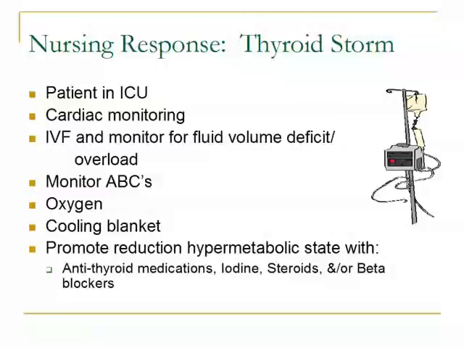Typically we'll give them anti-thyroid meds, iodine, large doses of iodine to help decrease the levels, steroids, beta blockers, typically to also help bring down the temp. The patient may be on Tylenol. Aspirin is not given because it can actually increase thyroid hormone levels. So instead they're put on acetaminophen or Tylenol.